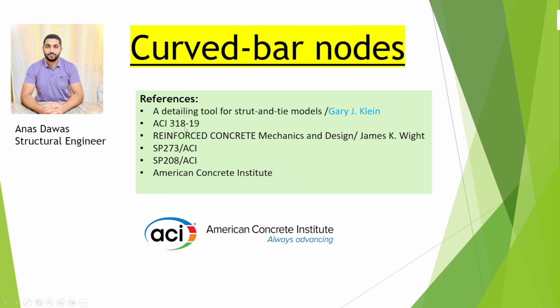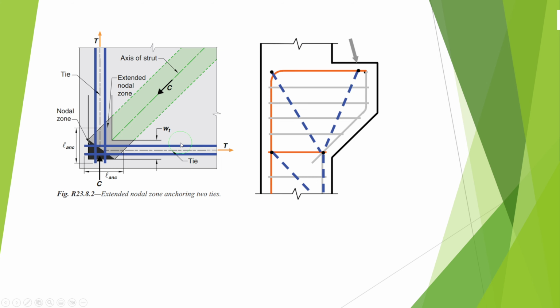These are the references that I have used to prepare this presentation. One of the common cases where you will use the curved bar node provisions is the corbel. This is a concrete corbel. Here we have the load, and this is the strut and tie model to transfer the load from the corbel to the supporting column. Sometimes you have nodes like this node, and this node, also this node.